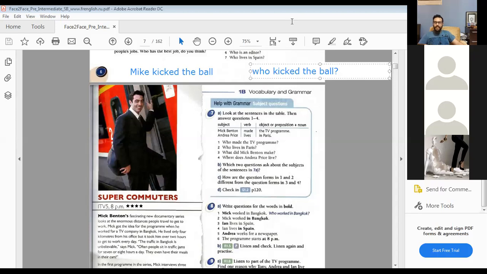Here in all these questions, we don't have the verb to be. But sometimes with who, we use the verb to be. So we can say, who is the teacher? And we can say the teacher is Mohammed, the teacher is Malak, the teacher is Suhail. But in these examples, all of them are past simple and present simple, so this is without the verb to be. What about question number 1 here? Who made the TV program? What do you think?